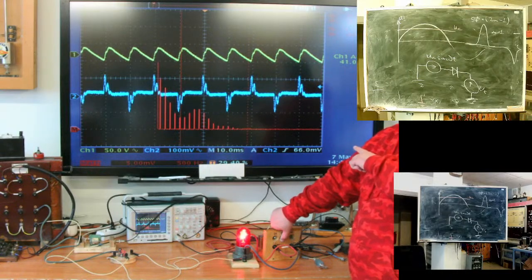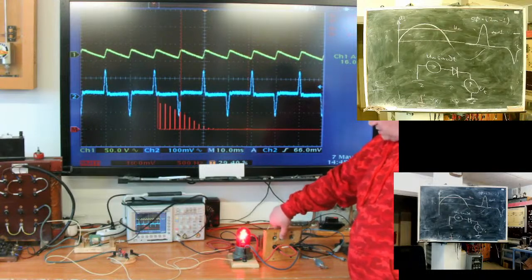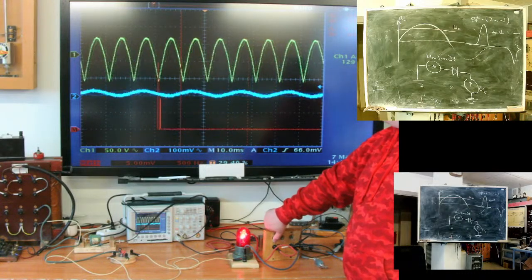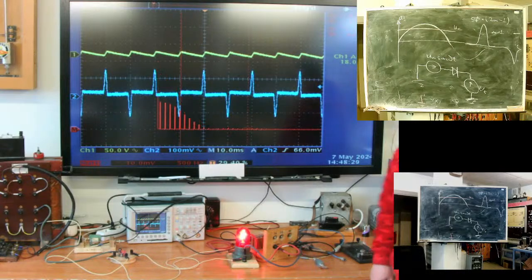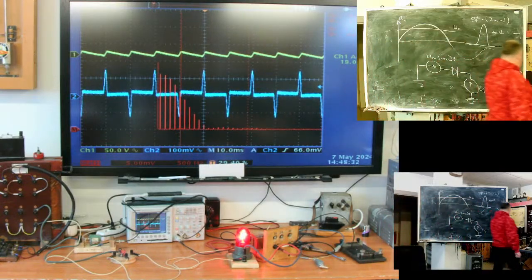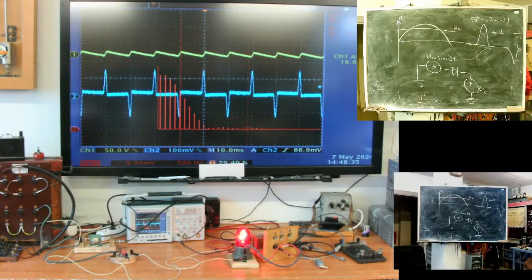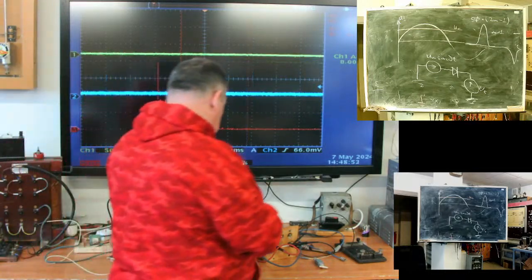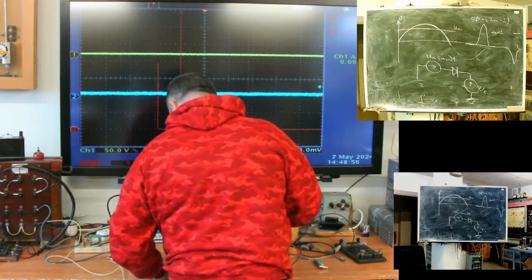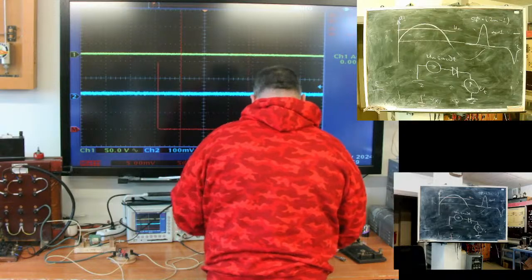This was a very small filter, only 20 microfarads. No filter, 20, 40, 80, well, I can add more. This one is 200. 200. Red is red. 200.